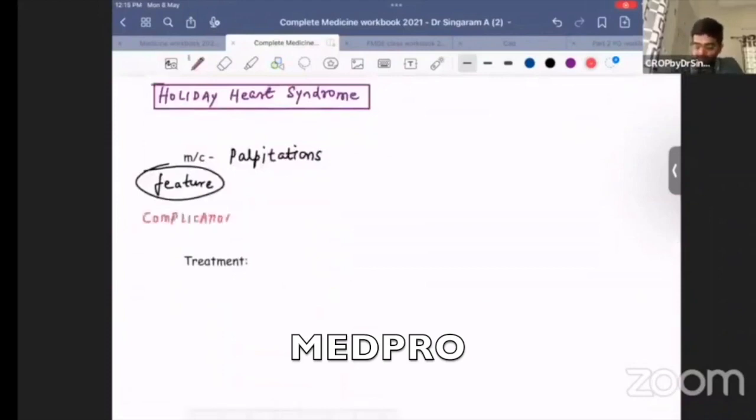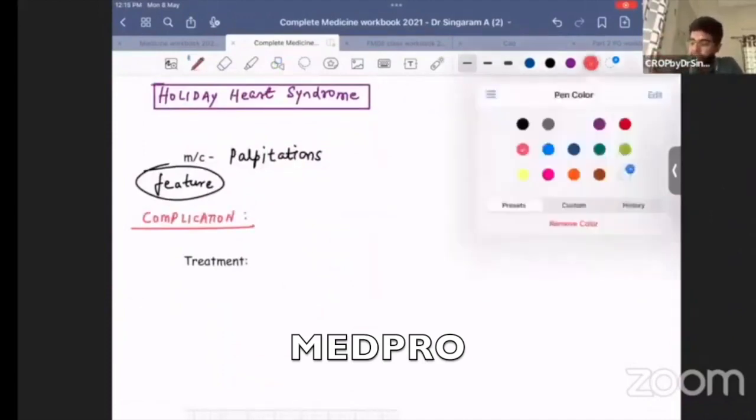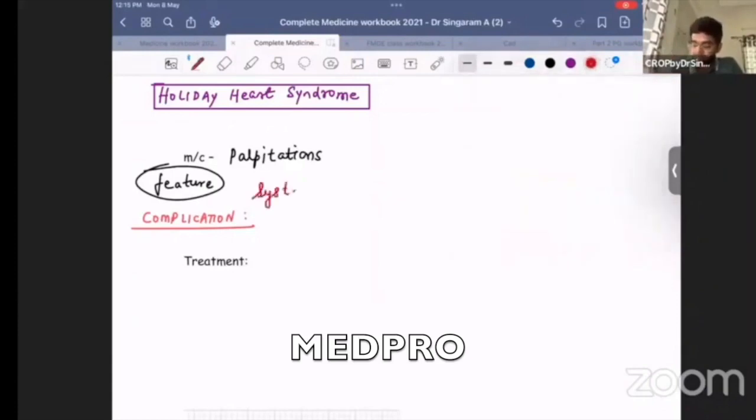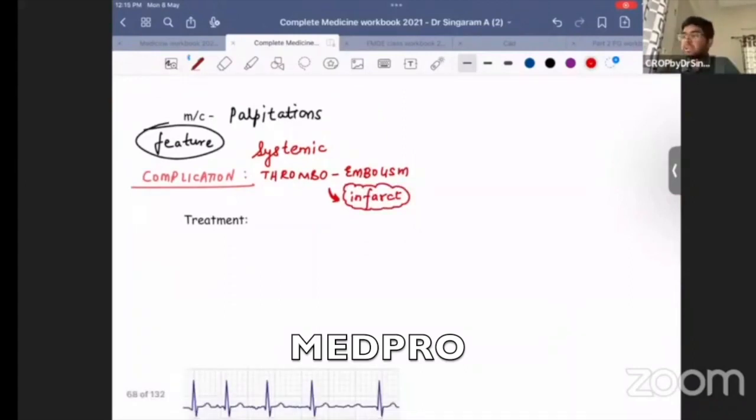So the main complication of this condition is multiple clots found inside the heart, which go to different parts of the body. Or in other words, I'm going to write this as systemic thromboembolism. And this systemic thromboembolism is going to result in clot causing occlusion, or in other words, it causes infarction. This is going to cause infarction in the body. Are you able to understand this? So this is the main complication of this particular condition of atrial fibrillation, which you should remember in mind.